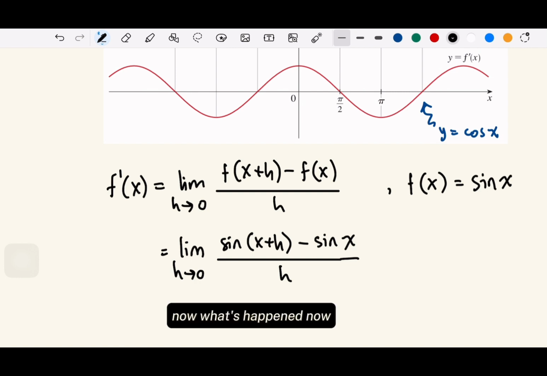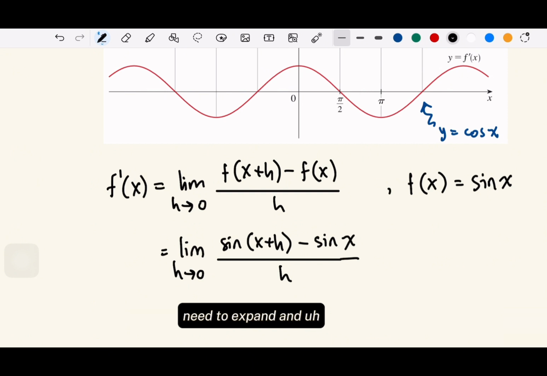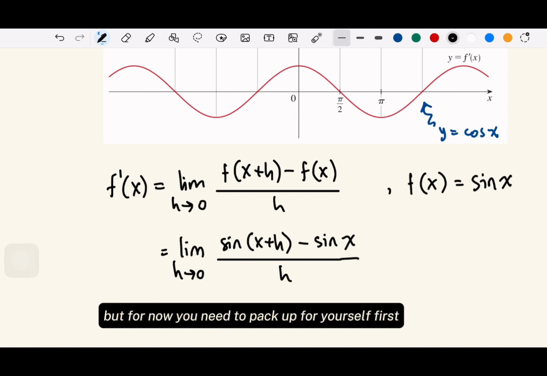Now what's happened now? Again, you need some extra effort if you are not really knowing much about trigonometry. We have some x plus h inside here that we need to expand. If you are still confused about how this trigonometry works, that is your homework, okay? For those of you who are not getting this trigonometry, I will also provide it in basic math, but for now, you need to catch up by yourself first.